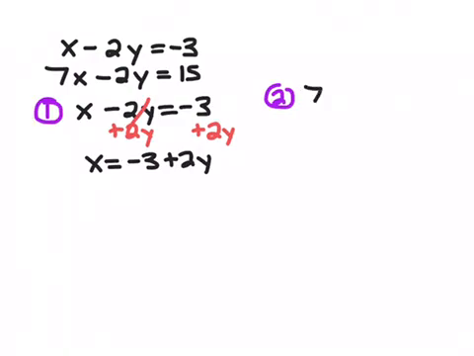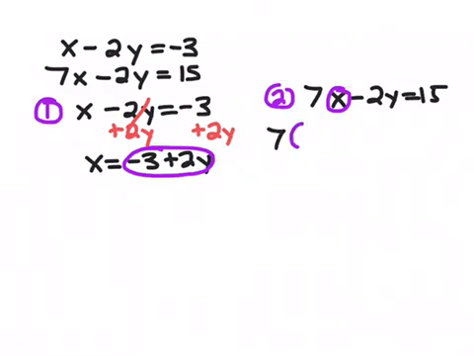Okay, let's see how we did. 7x minus 2y equals 15. And we are going to substitute the negative 3 plus 2y right in for the variable x. So that gives us 7 times the quantity, negative 3 plus 2y, minus negative 2 equals 15, leaving us with an equation all in one variable.